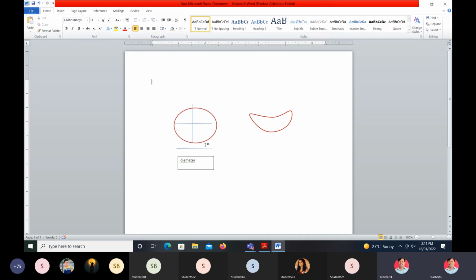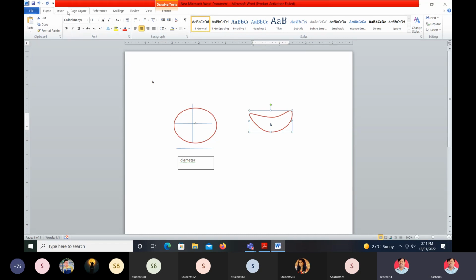Say, for example, here is A type of particle, and here is B type of particle. Which one is symmetric and which one is asymmetric? Yes, please tell me. A is symmetric and B particle is asymmetric in nature.